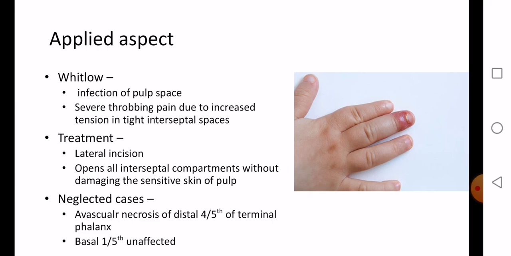The treatment is a lateral incision, opening up all the interseptal compartments without damaging the sensitive skin of the pulp. In neglected cases, there is avascular necrosis of the distal 4/5 of the terminal phalanx. That is the part that has crossed the septa and is supplying. But the proximal 1/5, which has a separate blood supply, remains unaffected.